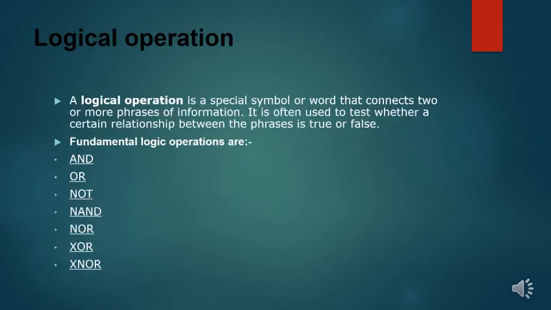Logical operations. A logical operation is a symbol or a word that connects two or more pieces of information. It is often used to test whether a certain relationship between them is true or false. Some of the fundamental logical operations are AND, OR, NOT, NAND, NOR, XOR.